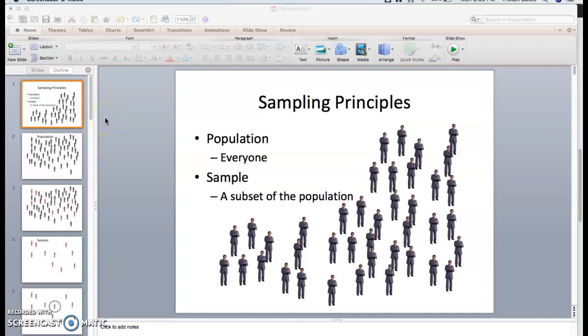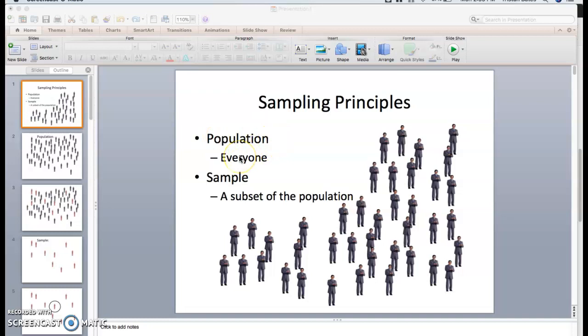So last week we spent a lot of time talking about the different types of data, how we have numerical and categorical. This week we're going to spend a lot of time talking about the different ways of collecting that data. So to start out with, we're talking about sampling principles and strategies. You start out with a population.